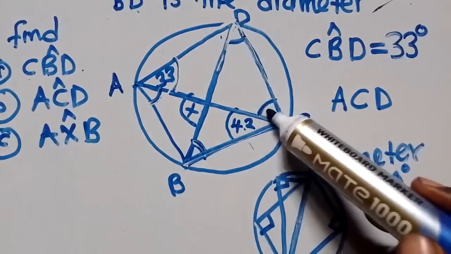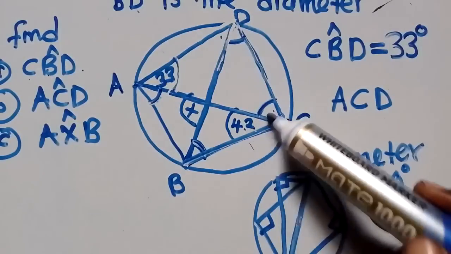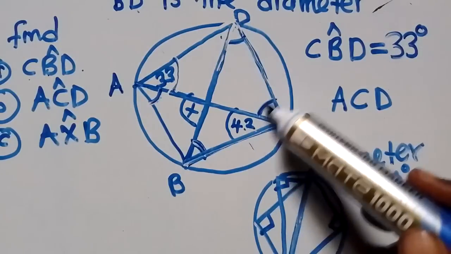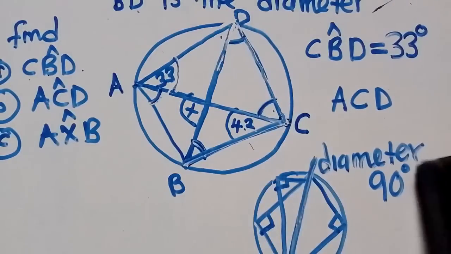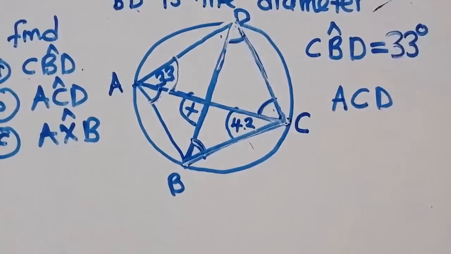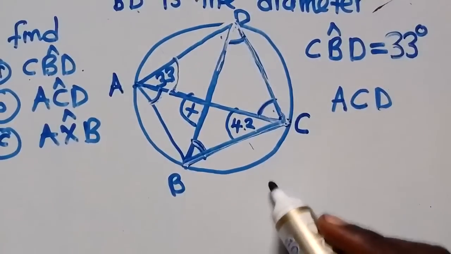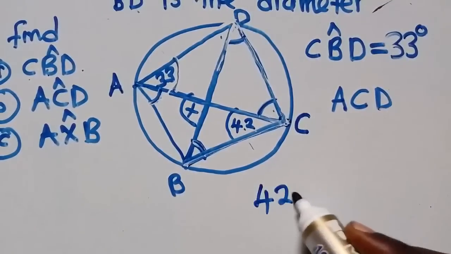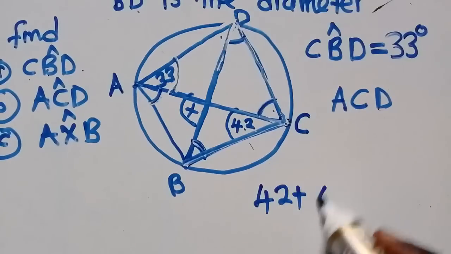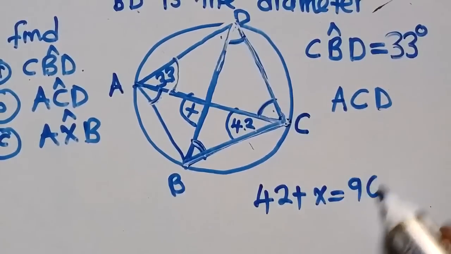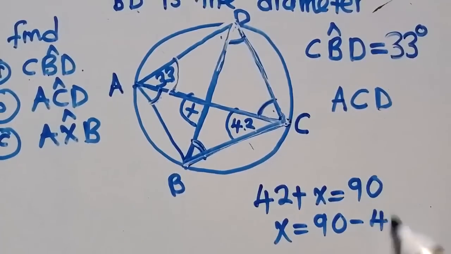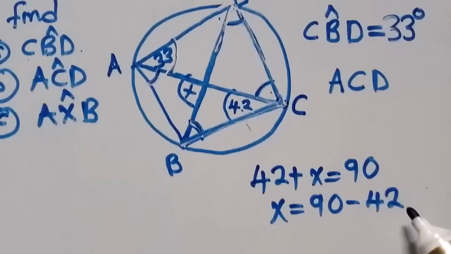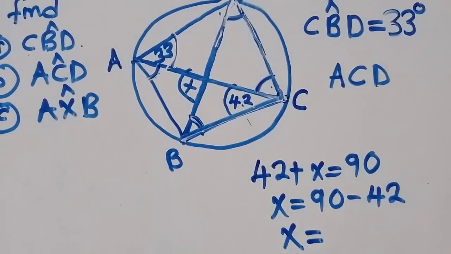So how can you find that one? Since you know that these two add up to 90, the angle here, the O angle here, should add up to 90. So how do you go about that? Principle number 2 I've shared. You are given 42. So you say 42 plus x, which you don't know, should add up to 90. Where x is equal to 90 minus 42.